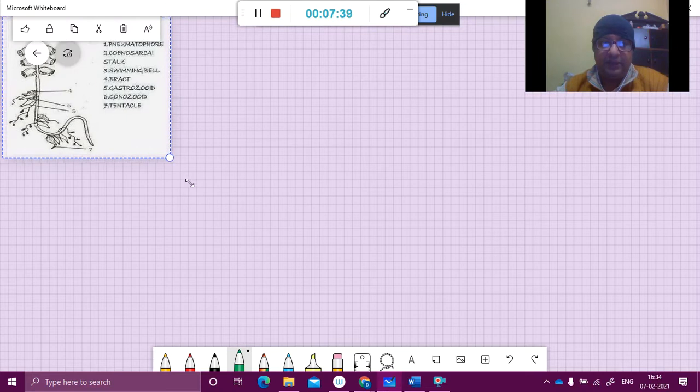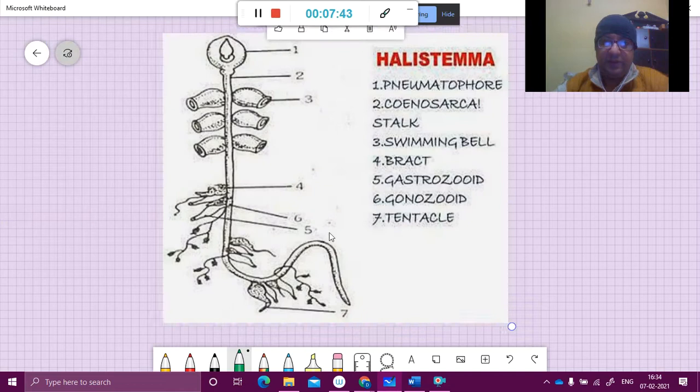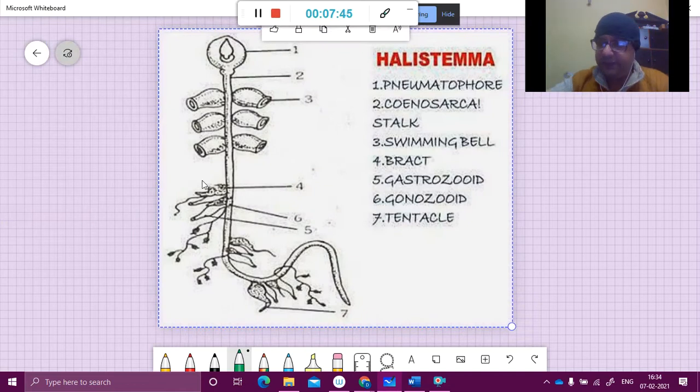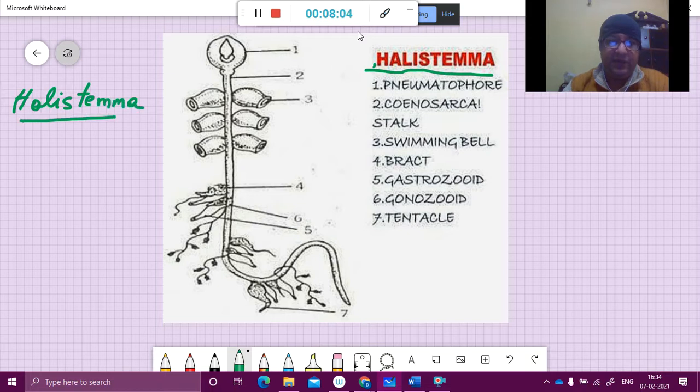If you look at this picture, this is a Siphonophora. Its name is Halistemma. Always remember when writing it, you should not write it like this. It is Halistemma. You have to underline it like this. You should not write it like this. So if you look, there are several forms.